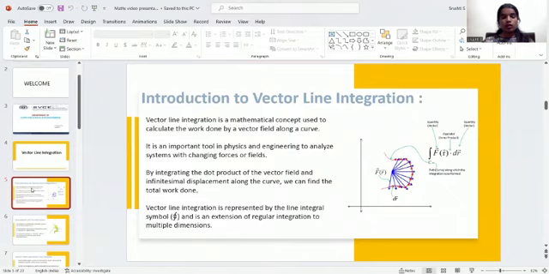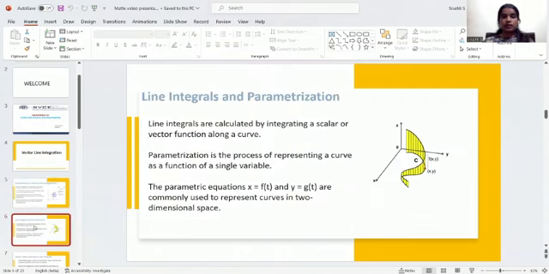By integrating the dot product of the vector field and the infinitesimal displacement along the curve, we can find the total work done. Vector line integration is represented by the line integral symbol, and it is an extension of regular integration to multiple dimensions.